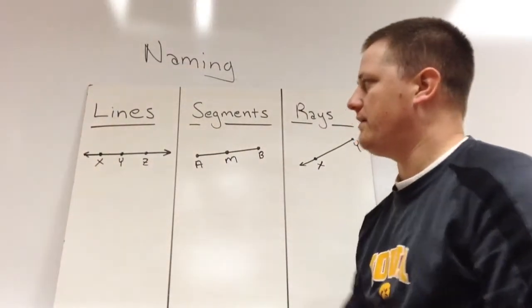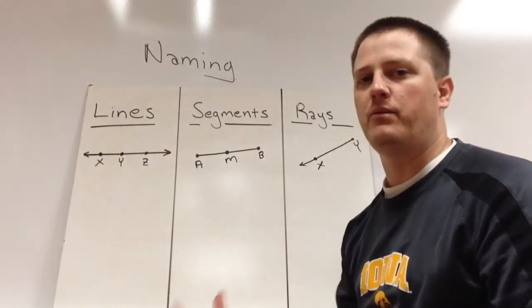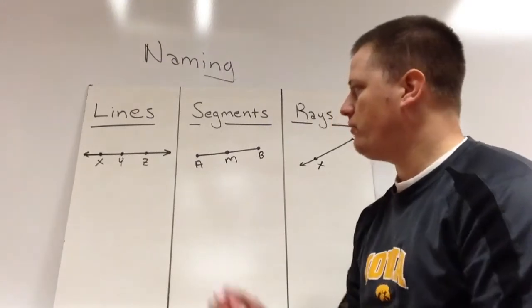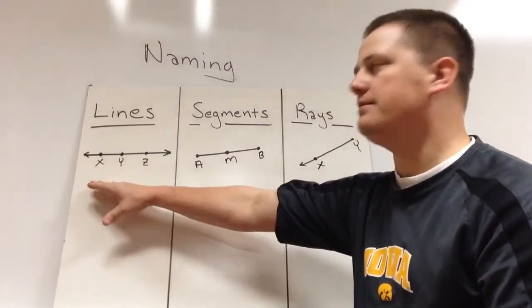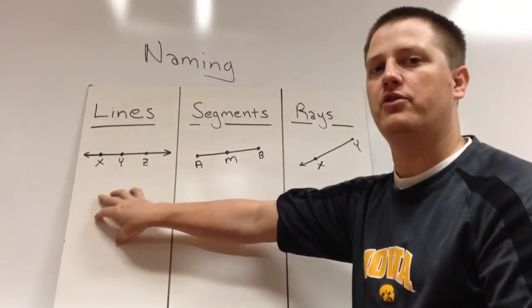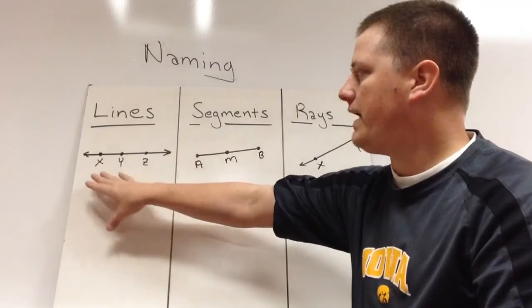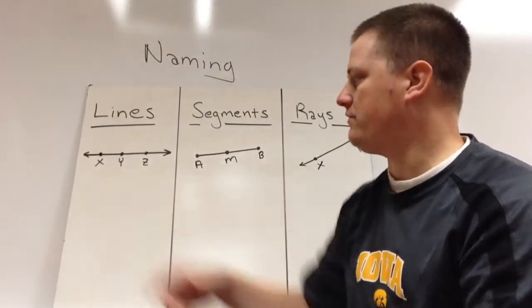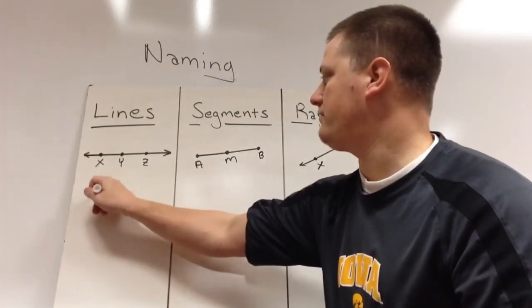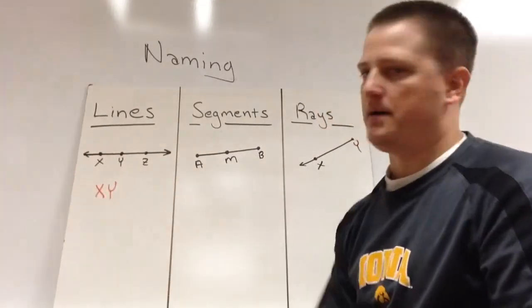The next idea here would be, how would we name a line? Well, we want a quick, easy way to reference a line. So what we typically do is we look at the letters on the line and we name it with at least 2 of those. We can name it with 3 or more, but typically 2. So here we actually have multiple ways to name this. We could call this line XY, being that X and Y are both on here.